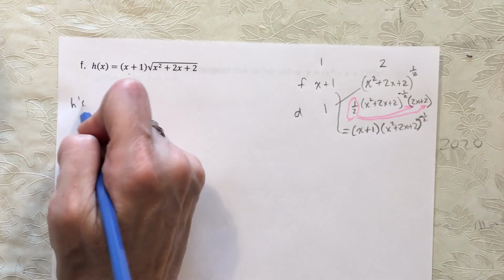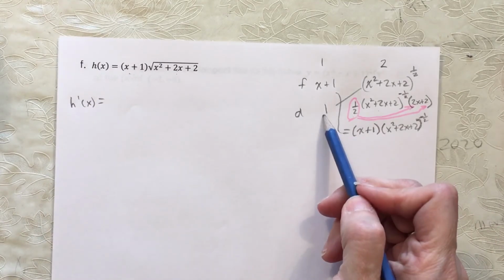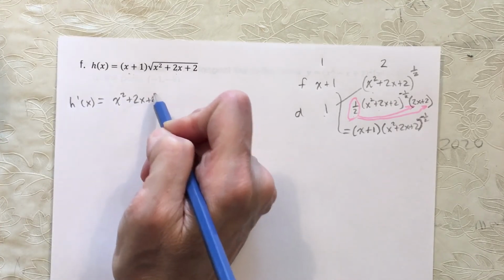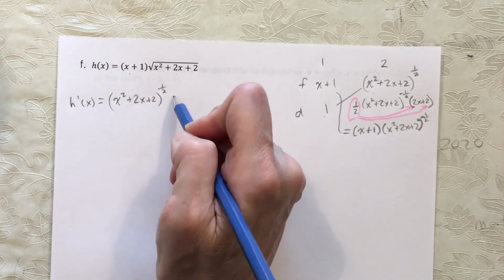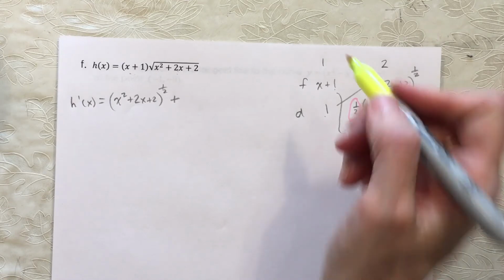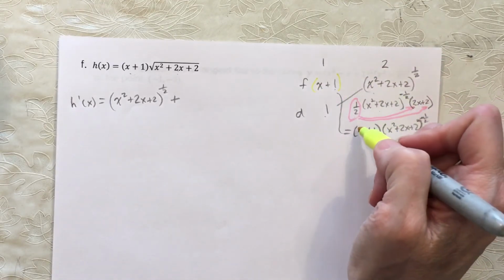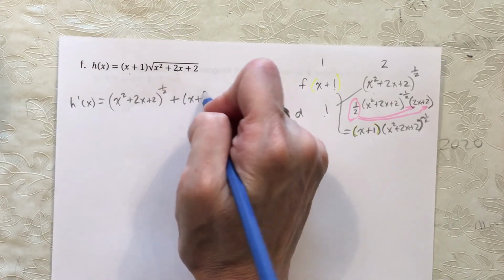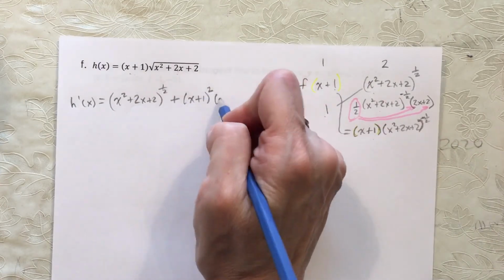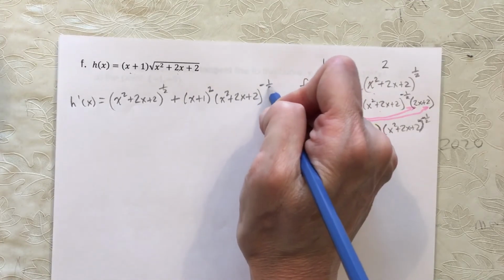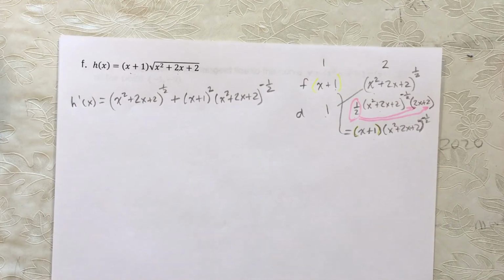So h prime at x is derivative of the first times the second, so that's just going to be x squared plus 2x plus 2 to the half plus the first times the derivative of the second. So notice that the first is x plus 1, and the derivative of the second also has a binomial x plus 1. So x plus 1 times x plus 1 is x plus 1 all squared, and then times x squared plus 2x plus 2 to the -1/2. So there's the calculus done.